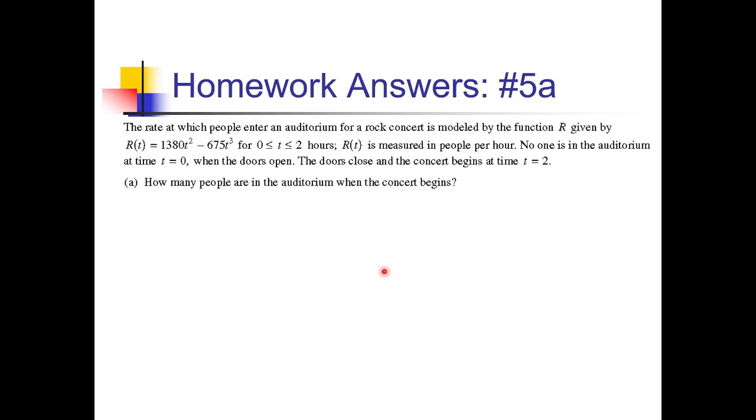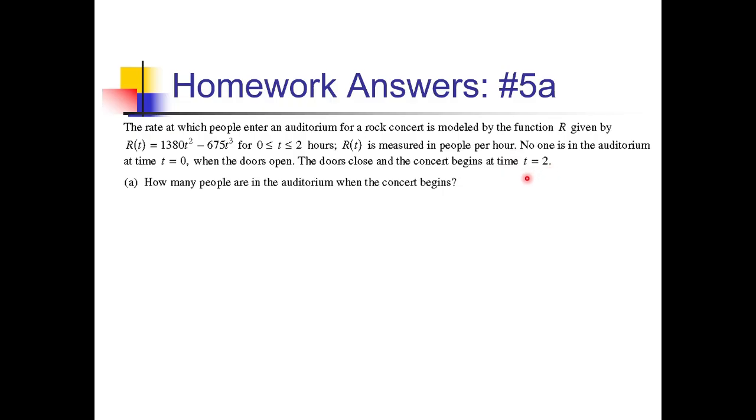For this calculator-based free response problem, we're told that the rate at which people enter an auditorium for a rock concert is modeled by this big R of t function. It's just a cubic function here, but that's only valid between 0 and 2 hours, and that's measured in people per hour. No one is in the auditorium at time 0, so that's important when the doors open, and the doors close and the concert begins at time 2.